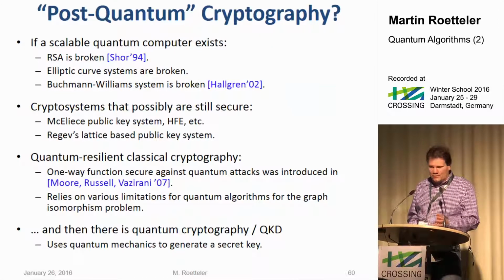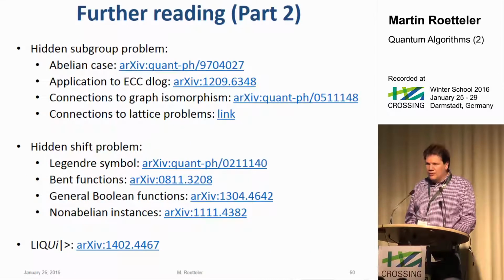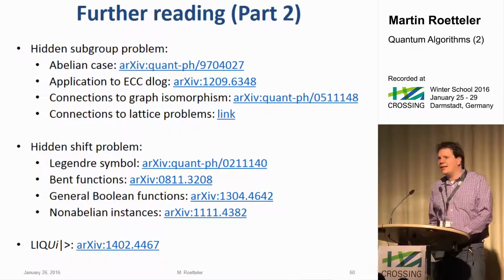So post-quantum, I couldn't get into it, unfortunately, but that's an area of active research, and I put some open problems here. It's even interesting to just implement some Fourier transforms for certain families of non-abelian groups. It's open as far as I know for some families, and I gave you some more modest literature. I'm going to stop here. Thank you very much.